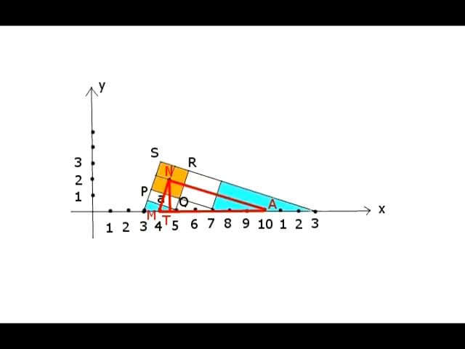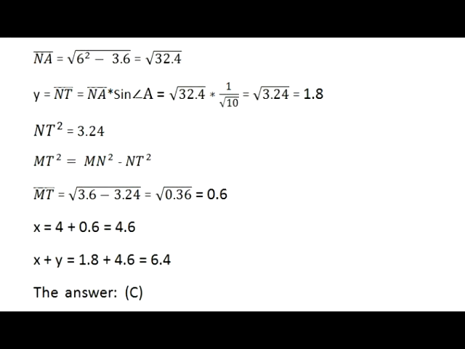And when we know it, we can use the Pythagorean theorem to calculate the length of the side MT. After that we need to add 4 to it to get the value of the x-coordinate of the center of the square. Here are the final steps of computation. The sum of the coordinates of the center of the square, x plus y, is equal to 6.4. The answer is C.